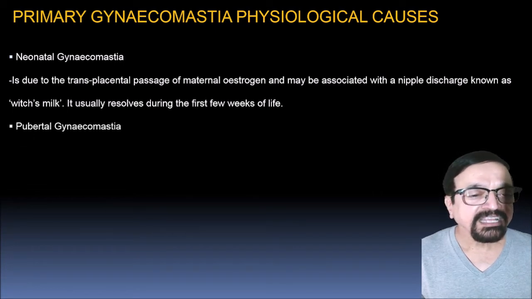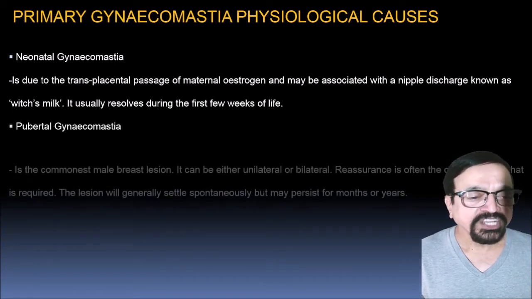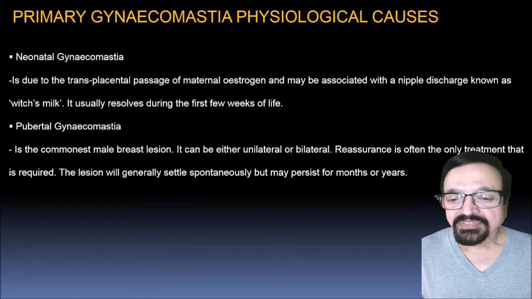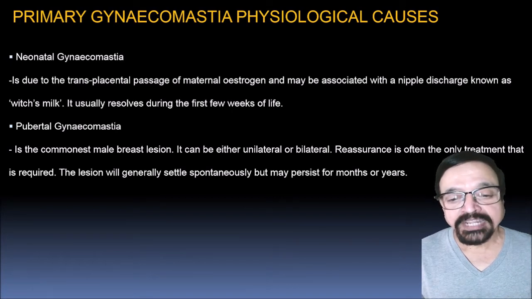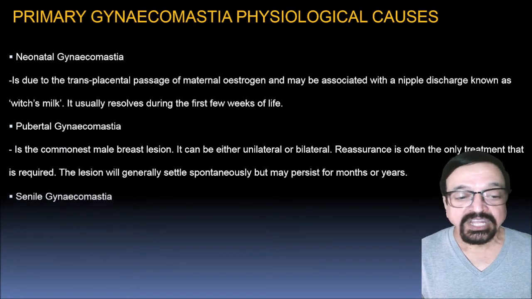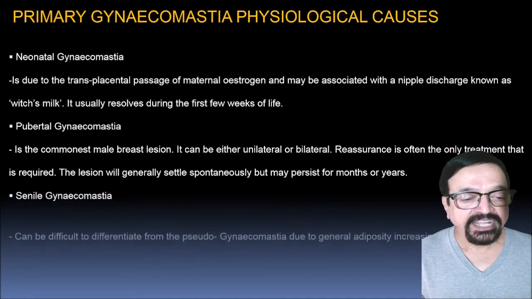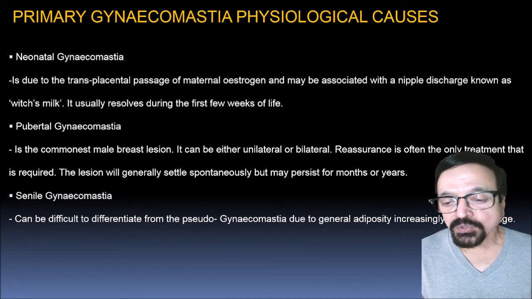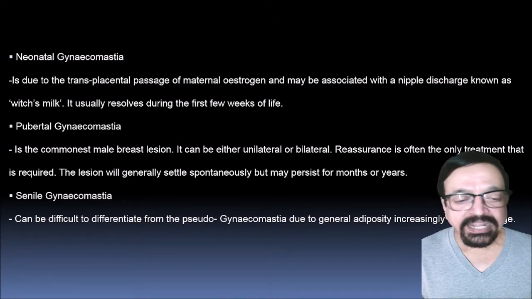Then second is pubertal gynecomastia. It is the commonest male breast lesion. It can be either unilateral or bilateral. Reassurance is often the only treatment that is required. The lesion will generally settle spontaneously but may persist for months or years. Now, senile gynecomastia can be difficult to differentiate from pseudogynecomastia due to general adiposity increasingly seen in old age.